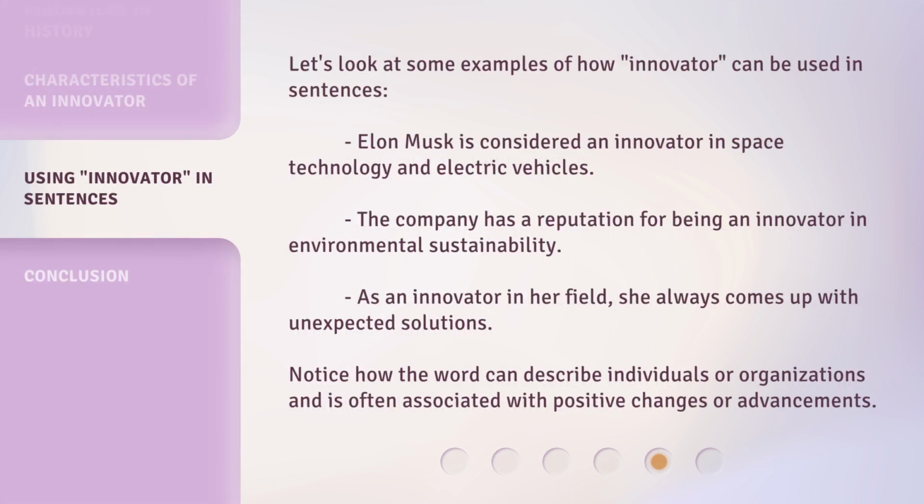Let's look at some examples of how innovator can be used in sentences. Elon Musk is considered an innovator in space technology and electric vehicles. The company has a reputation for being an innovator in environmental sustainability. As an innovator in her field, she always comes up with unexpected solutions. Notice how the word can describe individuals or organizations and is often associated with positive changes or advancements.